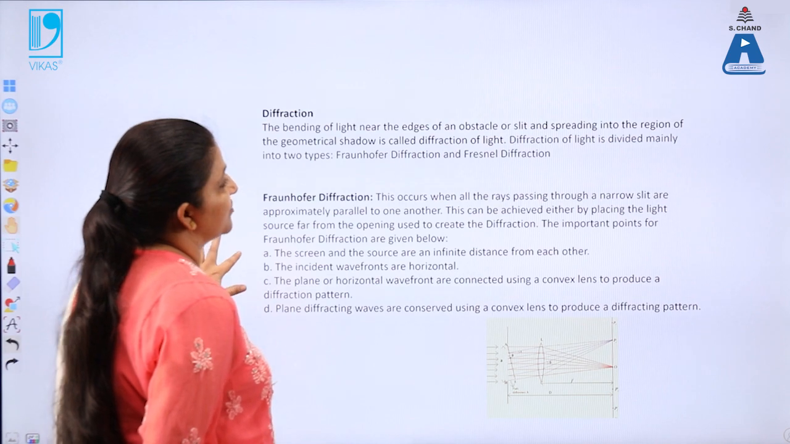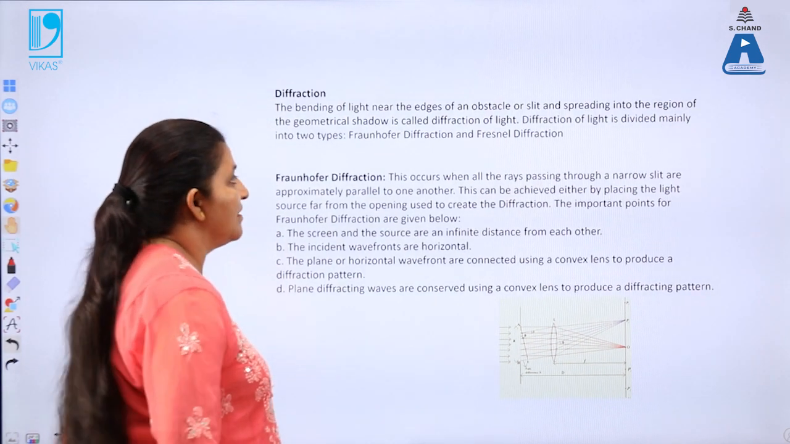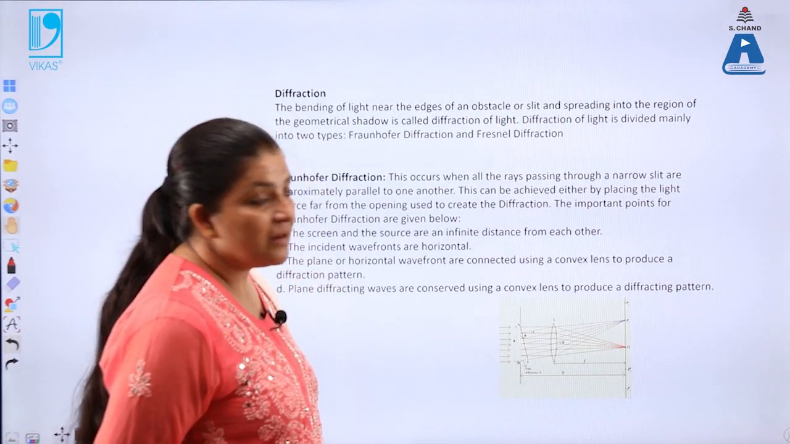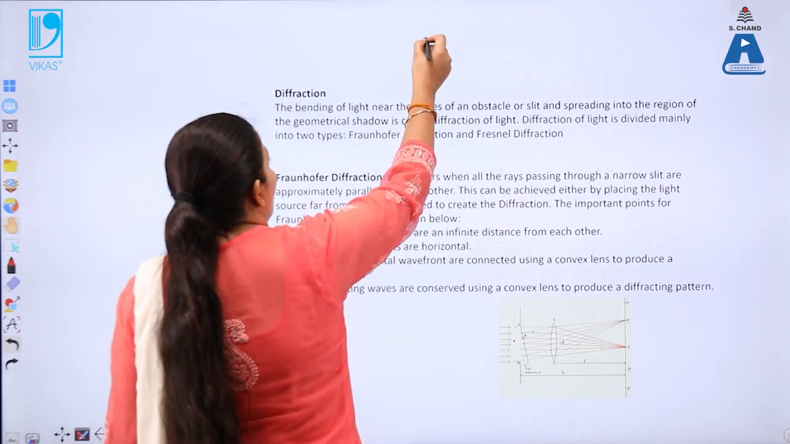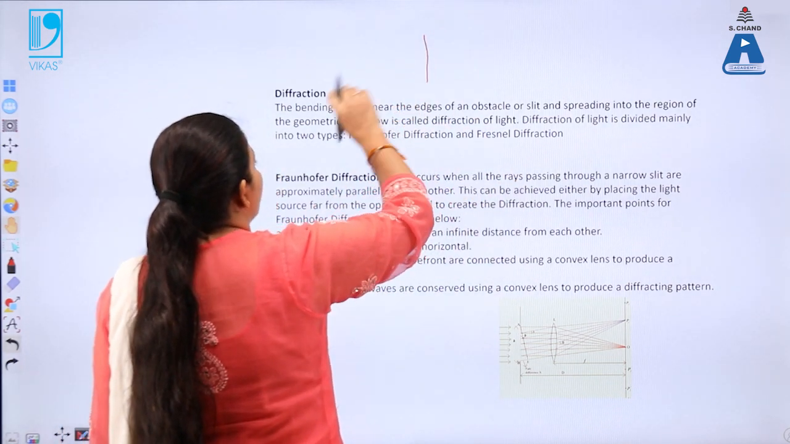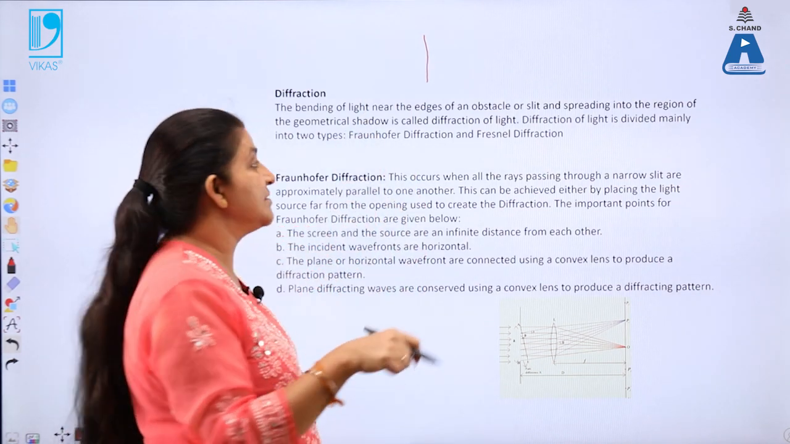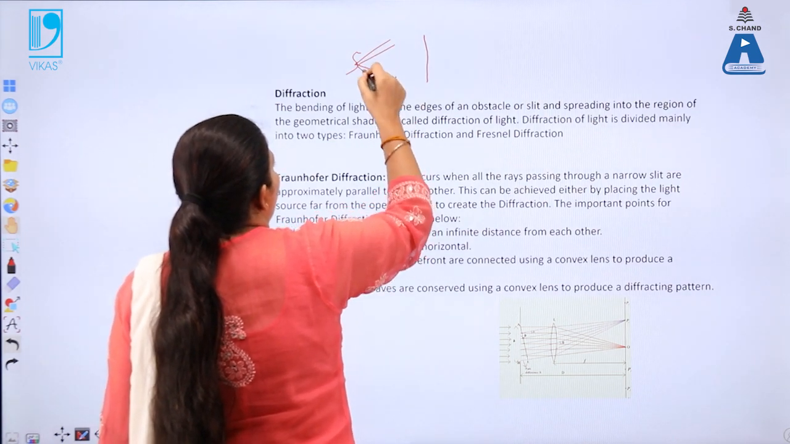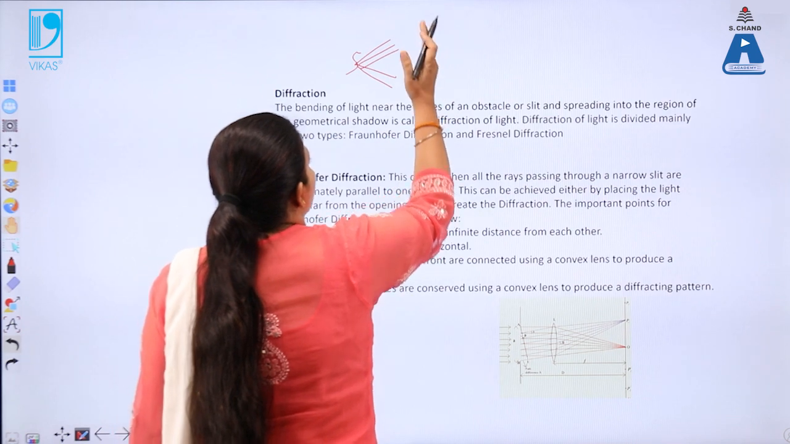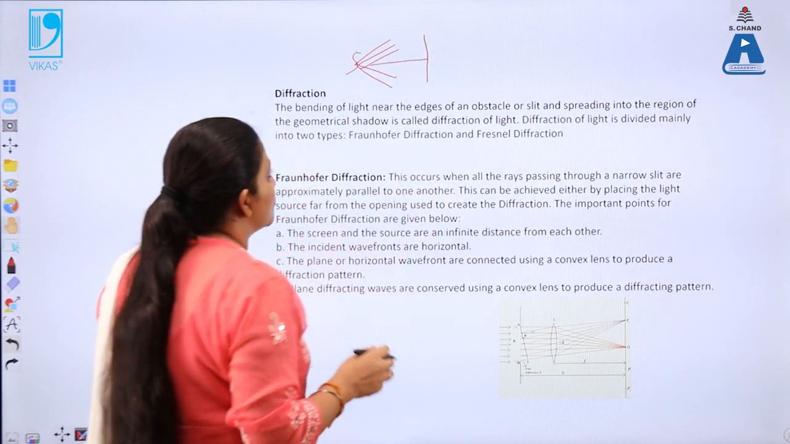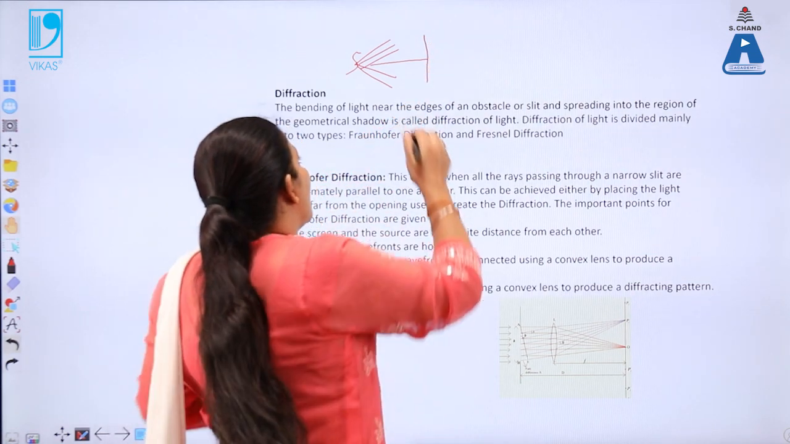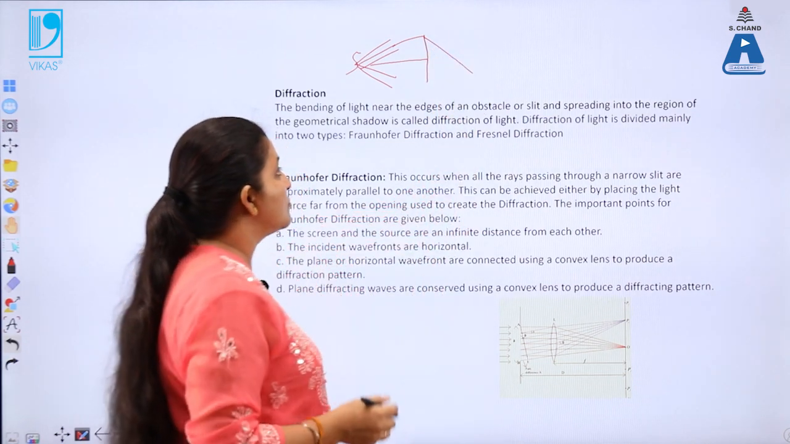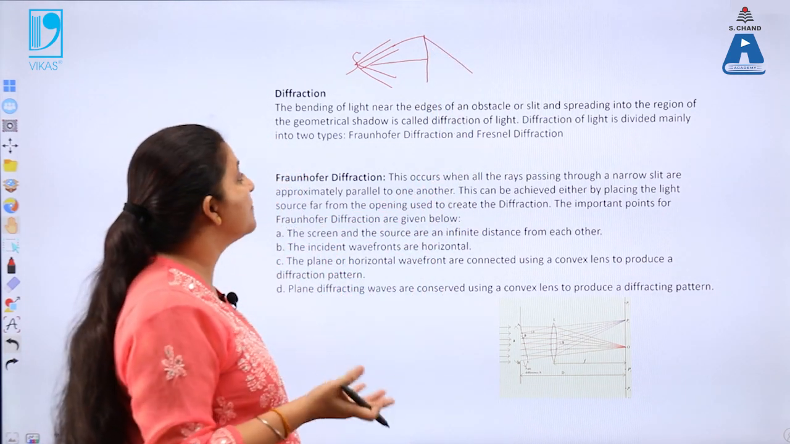Now what is diffraction here? Diffraction is basically the bending of light near the edges of an obstacle or slits. That means the light gets bent near the obstacle's edges. If any obstacle comes in the path of light, then the light gets bent. If there is a light source, it gives light from a point, and the light spreads all over. Now an obstacle comes. When the light falls here, it is trapped here. At this corner, the light bends over here. This bending of light leads to diffraction of light.